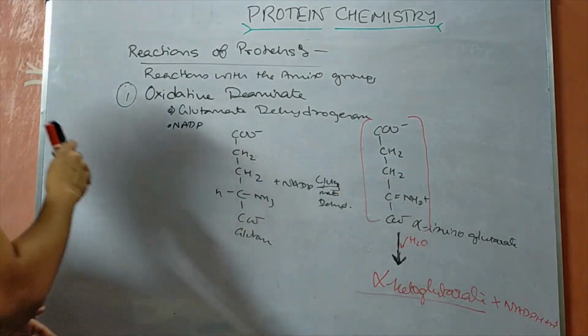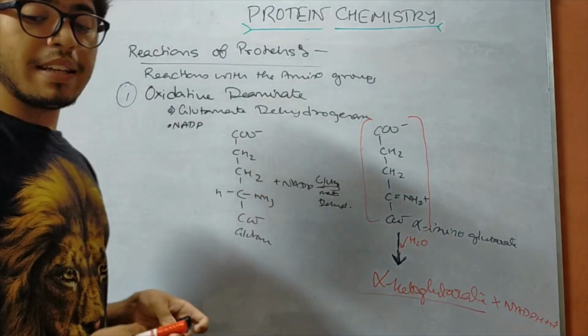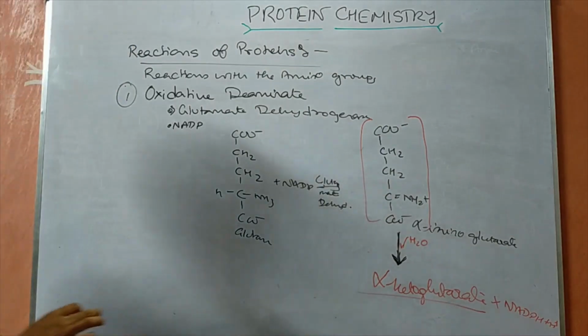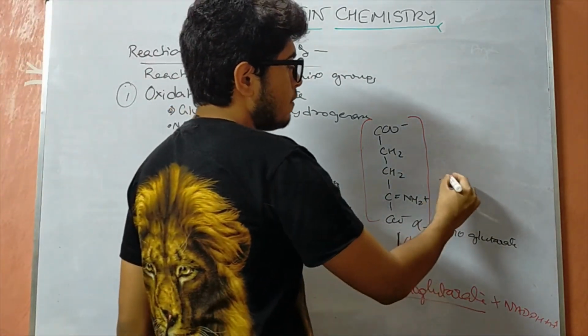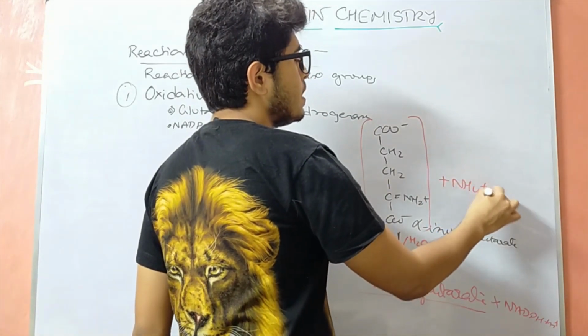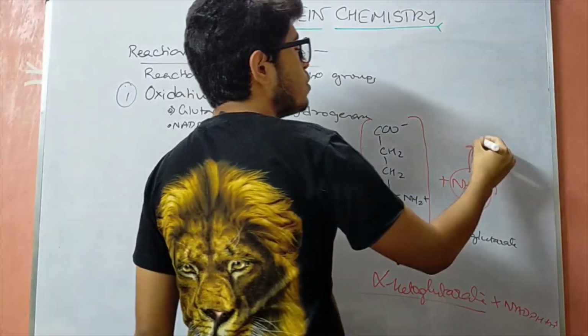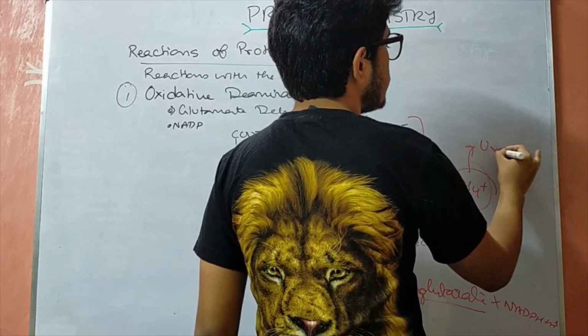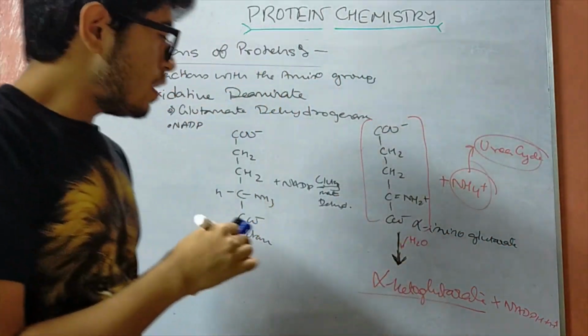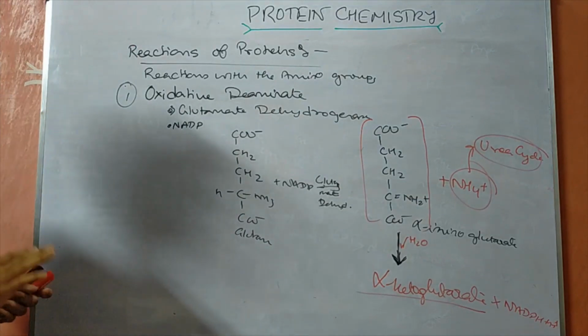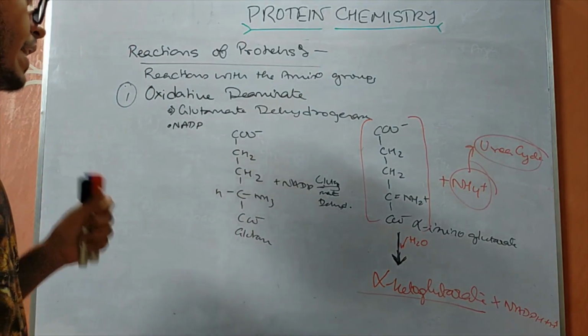So this is the very important step of oxidative deamination. Here we are also getting one molecule of NH4 released. This NH4 will then enter the urea cycle. So this is the basic structure of oxidative deamination.